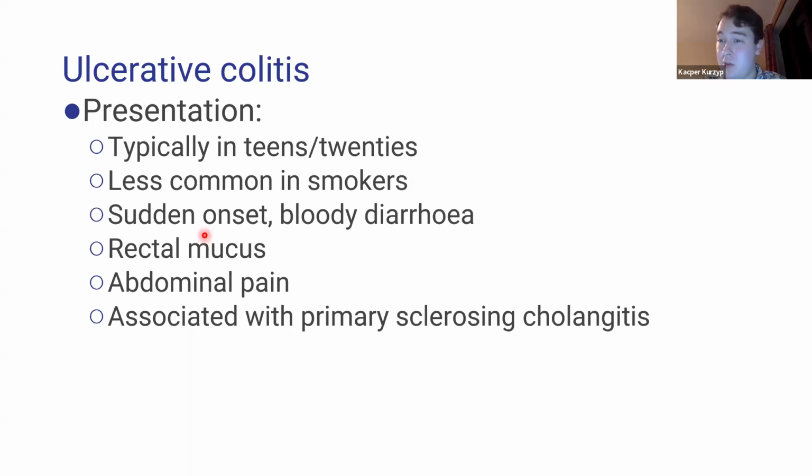For the first presentation in particular, you will see quite sudden onset, severe, oftentimes quite disruptive disease with bloody diarrhea with rectal mucus. There will be abdominal pain, and we will come back to it, but it is associated with primary sclerosing cholangitis, mentioning it because they love this question in LabMed.